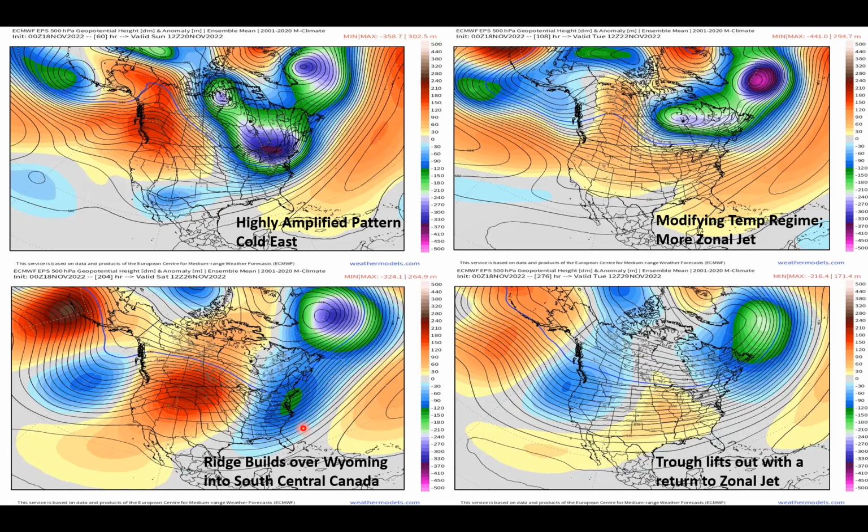Bottom left is a forecast according to the European EPS. This is for next Saturday, the 26th of November, showing a reestablishment of some troughing along the east coast of the United States, and then a little bit of a buildup of a ridge there over the Intermountain West up into south central Canada.